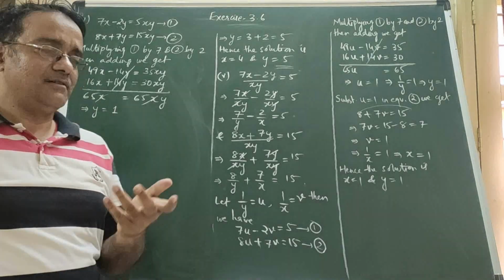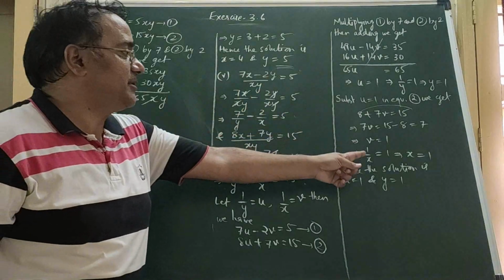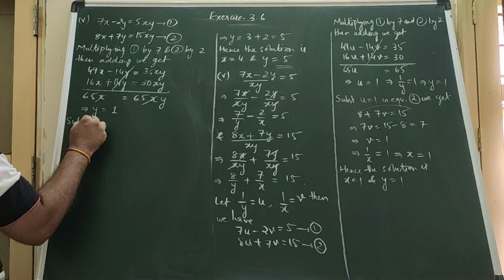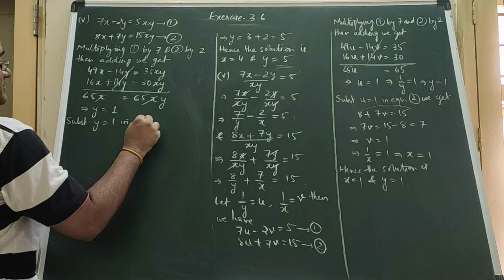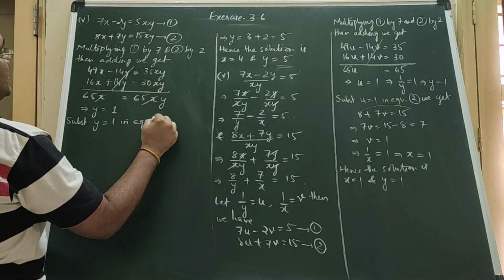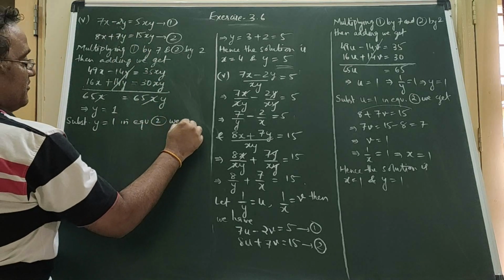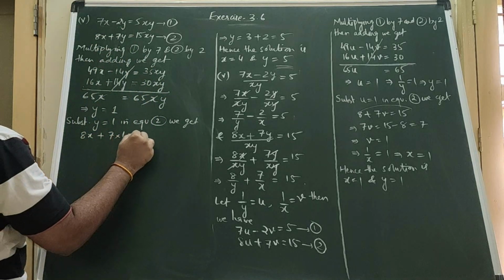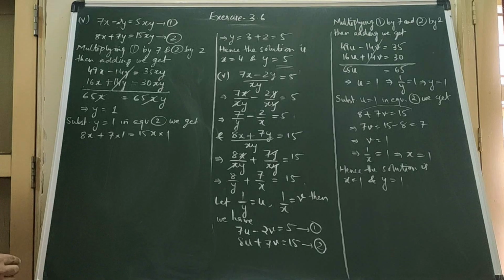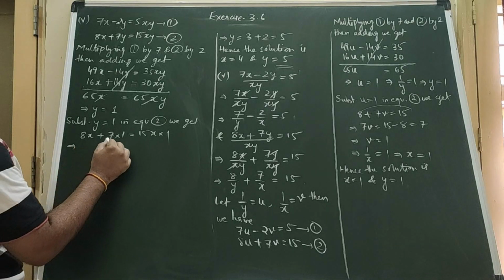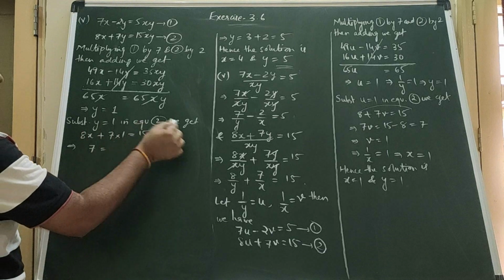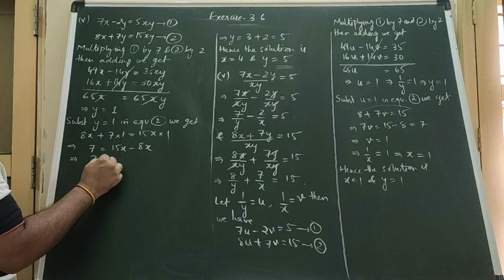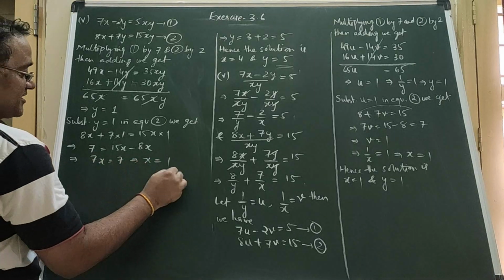ठीक है, कितना जल्दी हो गया. हमको यहाँ पर y is equals to 1 यहाँ पे मिला था. Now substituting y is equals to 1 in equation 2, we get, so 8x plus 7 into 1, 15x into 1. राइट। सो 7 को यहीं पर रखेंगे, 8x को उधर शिफ्ट करो। So this is 7x is equals to 7. So x is equals to 1.